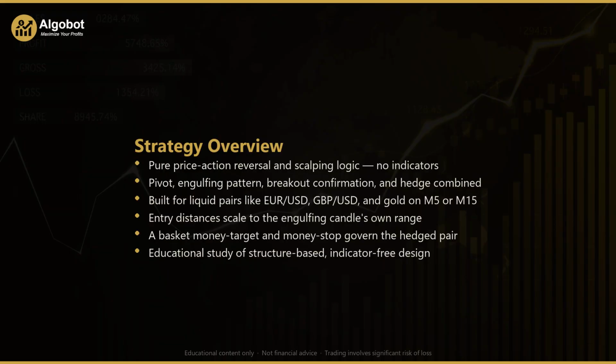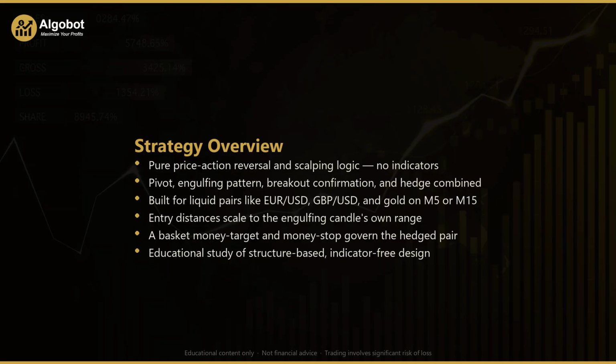At its heart, Engulfing Reversal Hedge is a reversal and scalping strategy built entirely from price action. It does not use moving averages, relative strength, or any oscillator. Every decision comes from the geometry of the candles themselves and the swing structure around them. The strategy is designed for liquid markets, such as major foreign exchange pairs like the euro against the US dollar or the British pound against the US dollar, and also gold against the dollar. It's intended for faster time frames, such as the 5-minute or 15-minute chart, which are quick enough for short scalp-style trades, yet still print clean swing points.